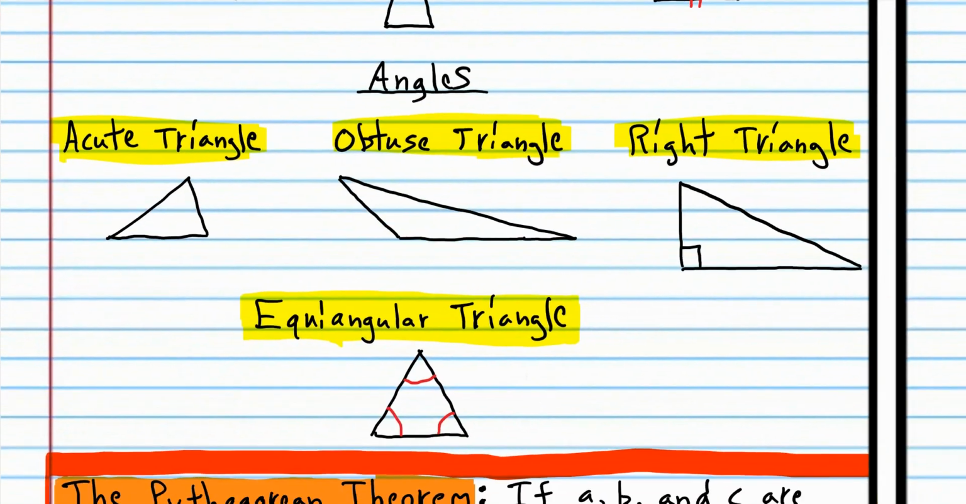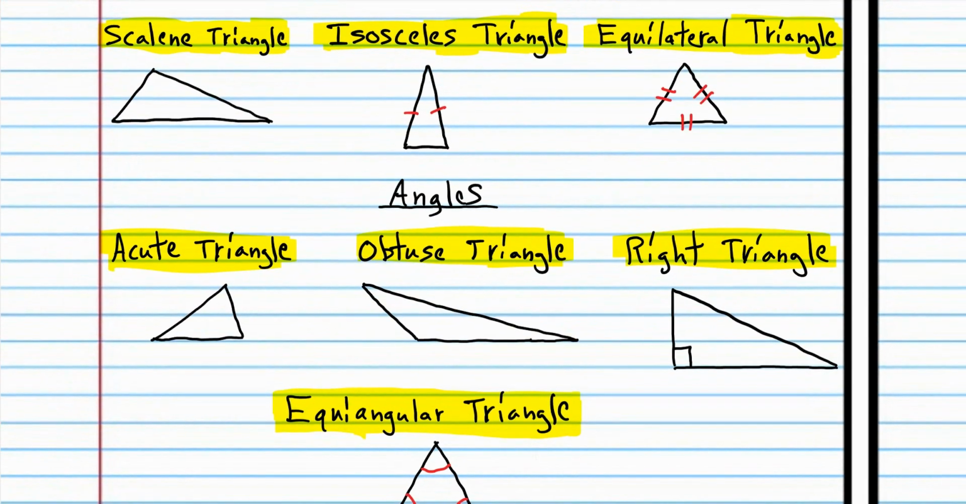Now we can also classify triangles by angles. If all the angles in a triangle are acute angles, meaning they're less than 90 degrees, then that's called an acute triangle. But if we have a triangle where one of the angles is an obtuse angle, an angle that is greater than 90 degrees, that's called an obtuse triangle. And these other two angles would have to be acute angles.